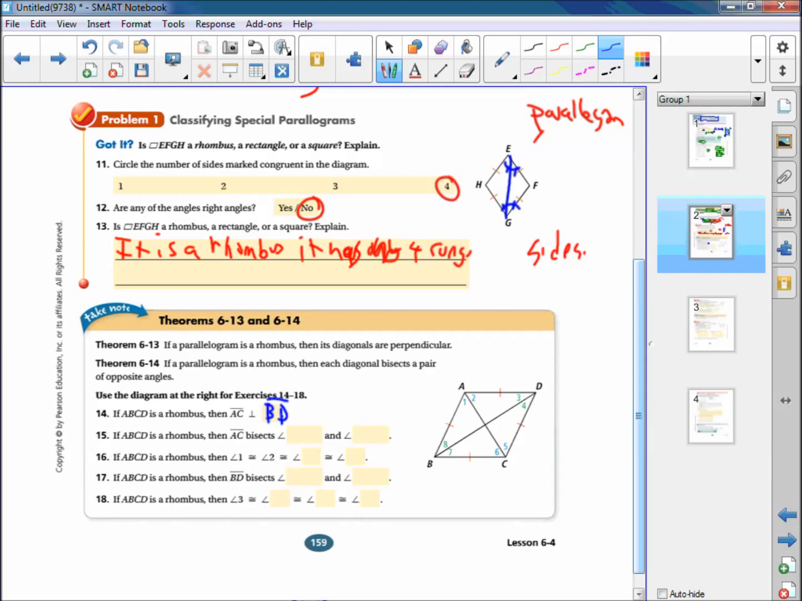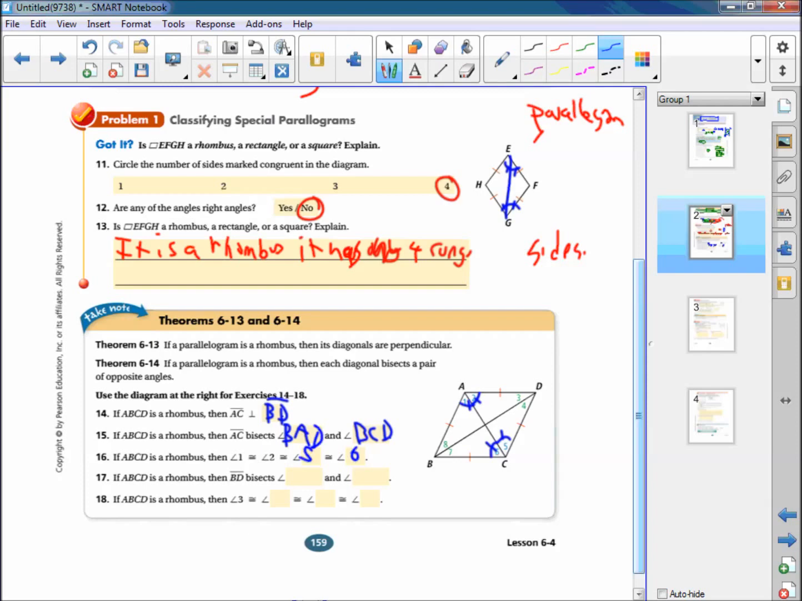If ABCD is a rhombus, then AC is going to bisect angle A, and well, we should name it with a big thing, angle BAD, because we have extra lines in there. And it's also going to bisect angle DCB, or BCD. Okay. If ABCD is a rhombus, then angles 1, 2, 5, and 6 should all be congruent.